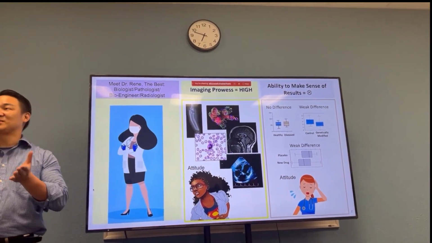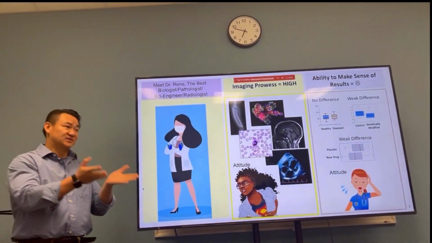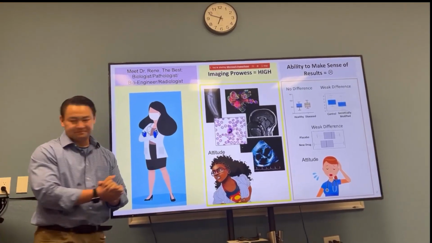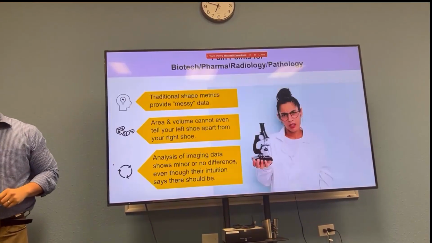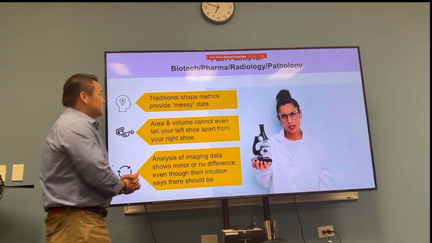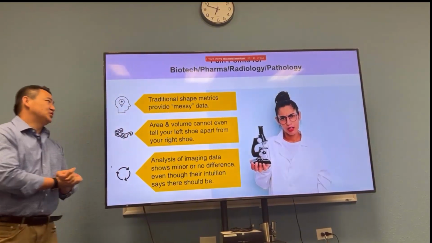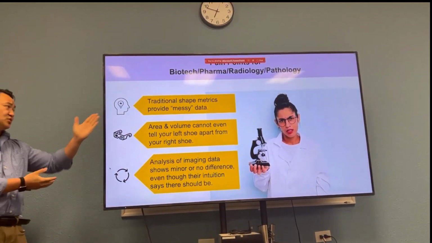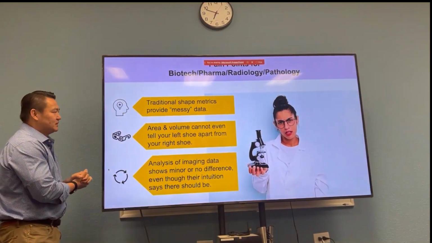Because FDA knows exactly what the problem is with deep learning. It overfits your data, okay? All right, so the pain points that Dr. Renee faces are the same ones that biotech, pharma, radiology, and pathology face, right? That is, traditional shape metrics provide very messy data, right?